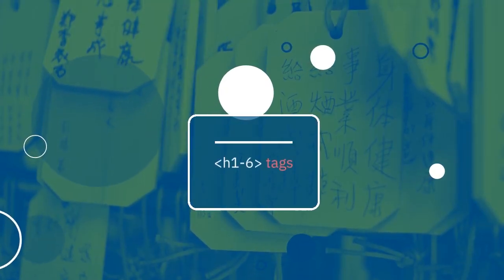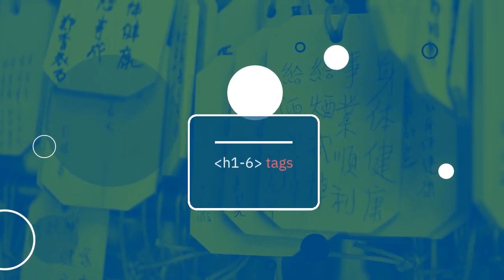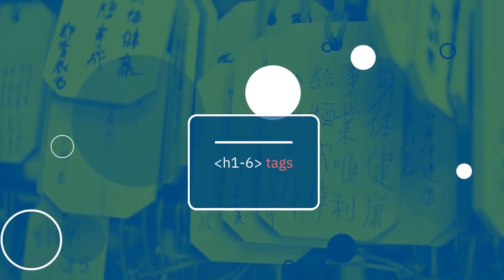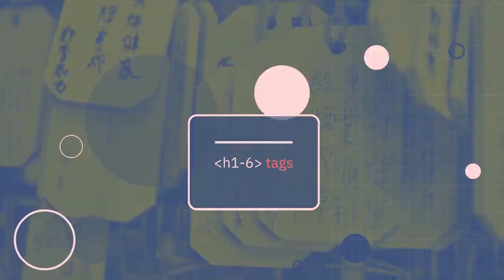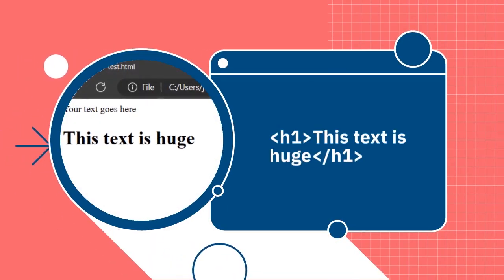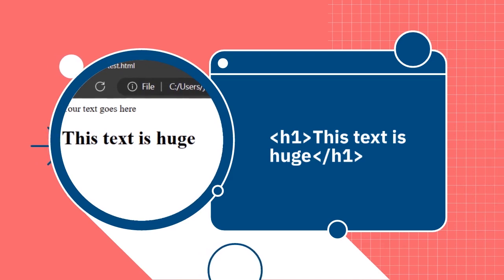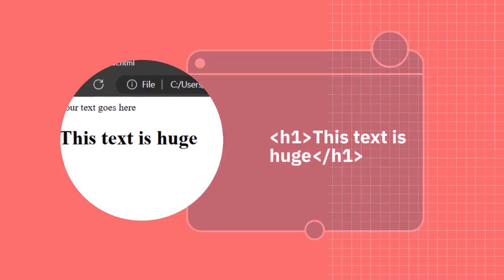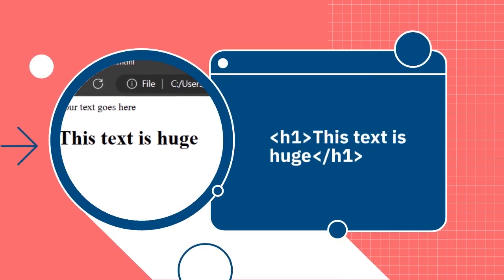Next, we have the h1 tag. It is used to define the main heading of a web page. It's the highest level of heading tag and is typically used for the main title or heading of a page. You have the following example here. You can also use other heading tags like h2, h3, and so on for different levels of headings, with h1 being the highest and h6 being the lowest.